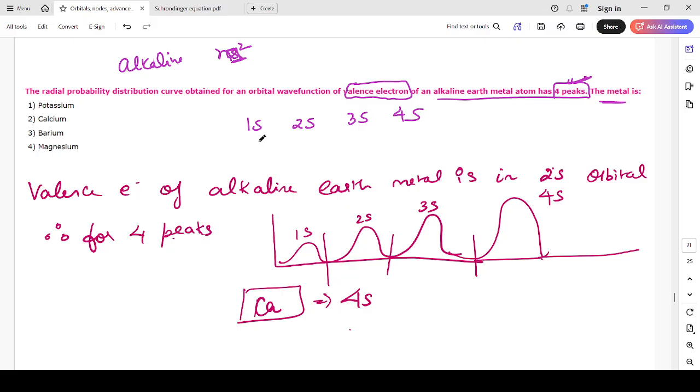Correct? Yes, ma'am. So I should be having a peak between here, a peak between here, a peak between here, and another peak should have been there, right? Then only let's say 4 peaks here. Correct?